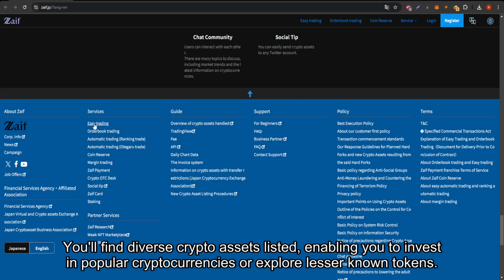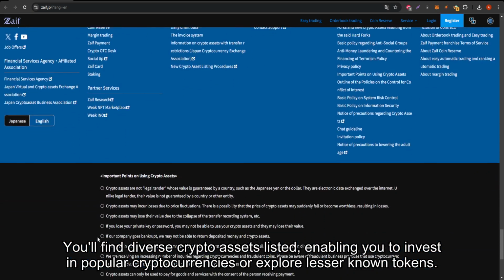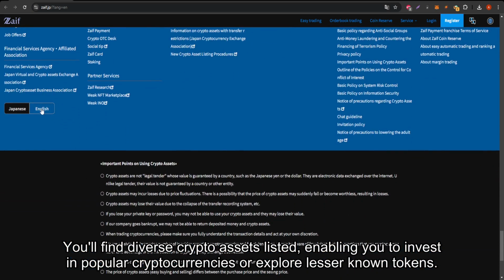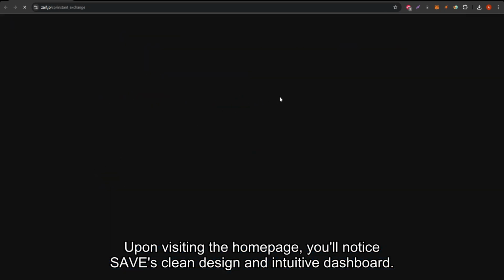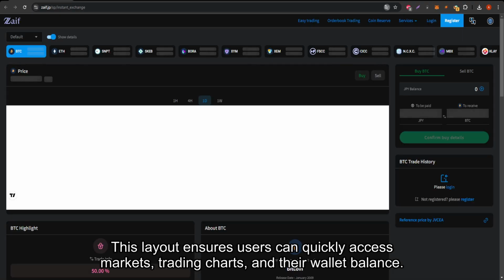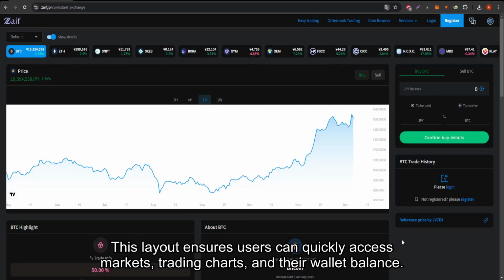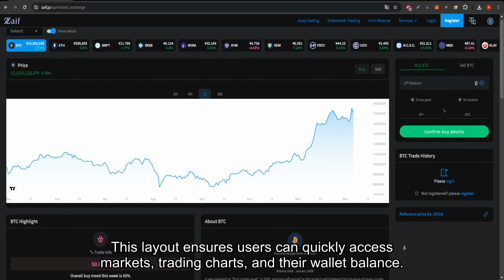You will find diverse crypto assets listed, enabling you to invest in popular cryptocurrencies or explore lesser-known tokens. Upon visiting the homepage, you'll notice Zaif's clean design and intuitive dashboard. This layout ensures users can quickly access markets, trading charts, and their wallet balance.